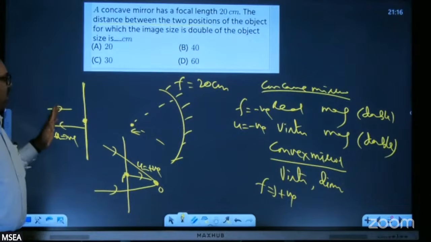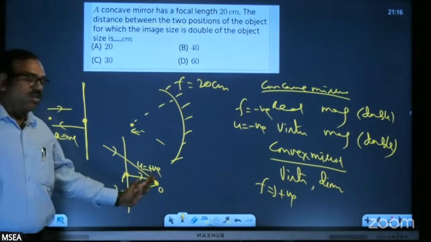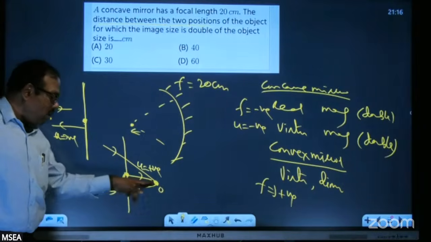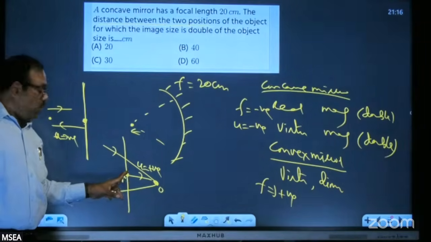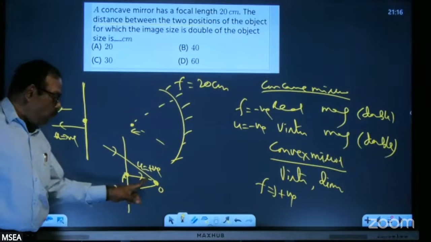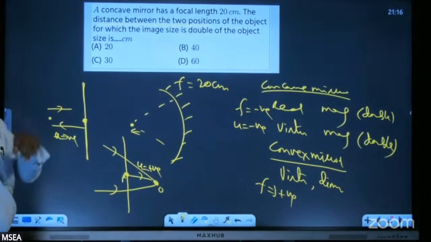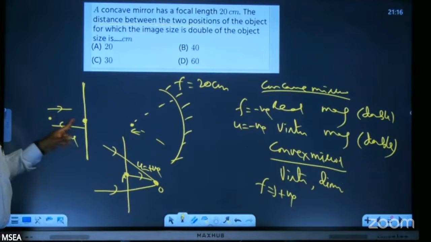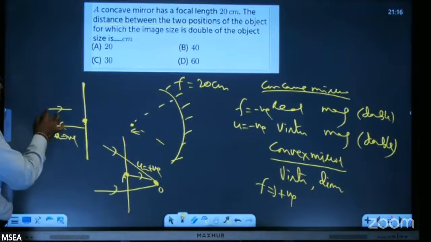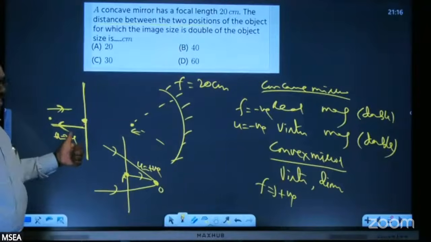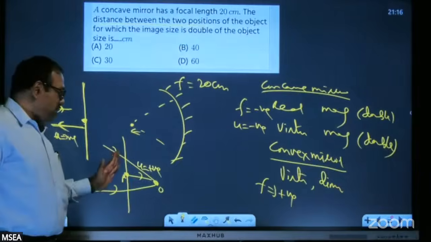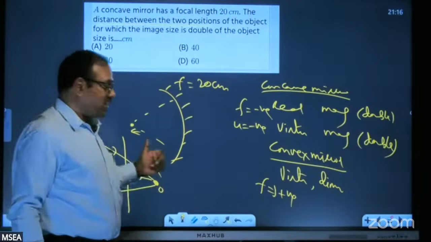So this one is a real object, and this one we call a virtual object. Whenever the rays are intersecting and forming the object, this distance should be measured from the pole, and U should be taken as positive. For a virtual object, U is positive. For a real object, measured from where the ray starts, we take U as negative. So in this case, object distance is positive for a virtual object.